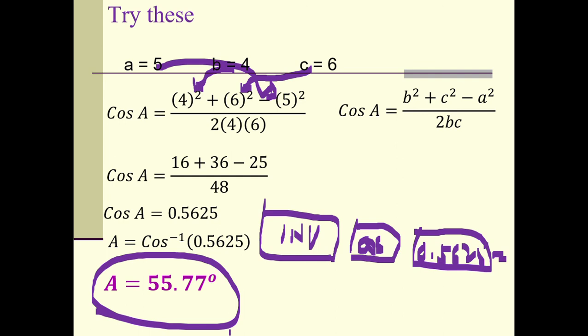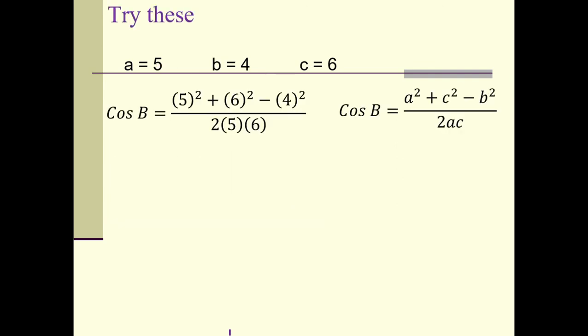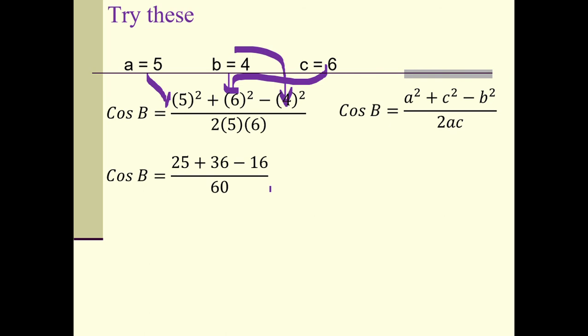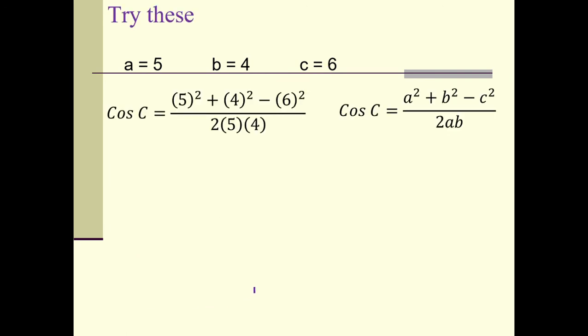Paano naman daw yung B? Yung B naman tayo. Ganun din. Ito yung A, B, C. This is B, kasi yun ang hinahanap natin. Ganun din, di ba? 25, 36 minus 16. So, we have inverse. Nakuha natin 41.81.